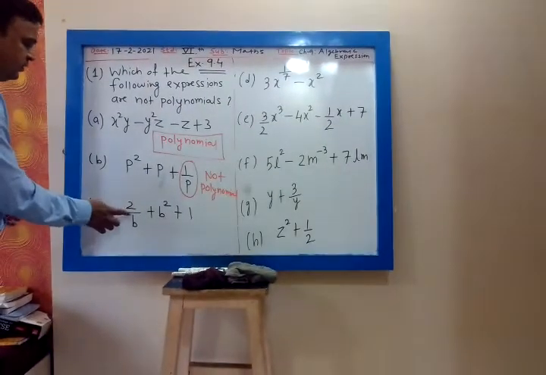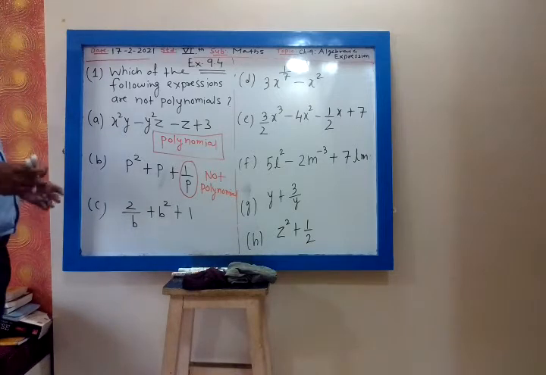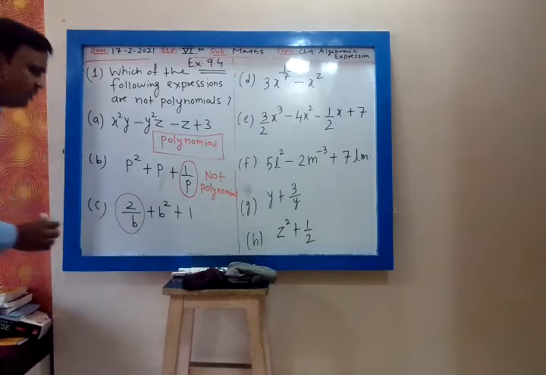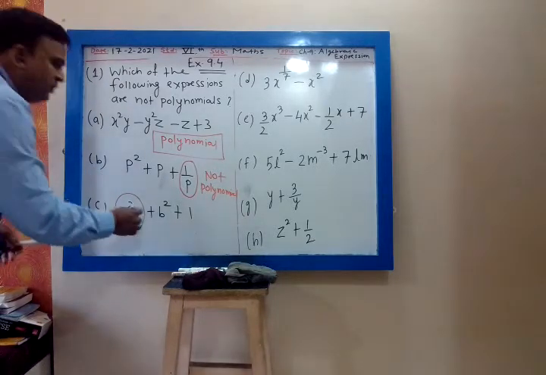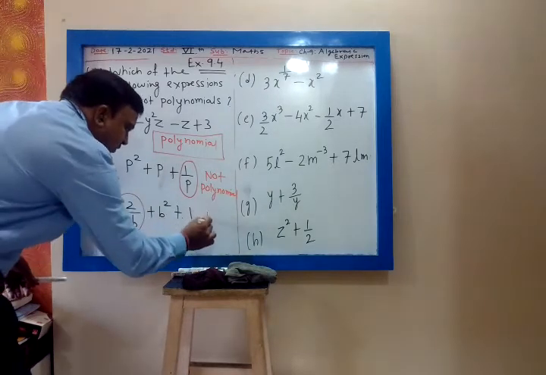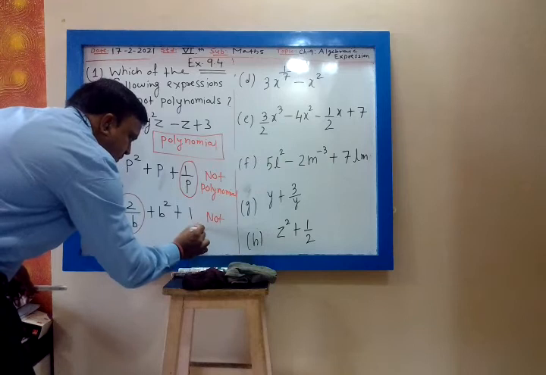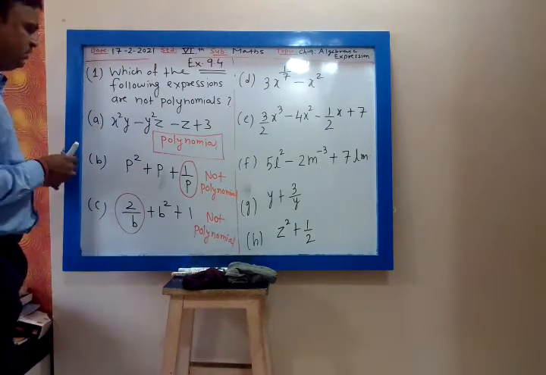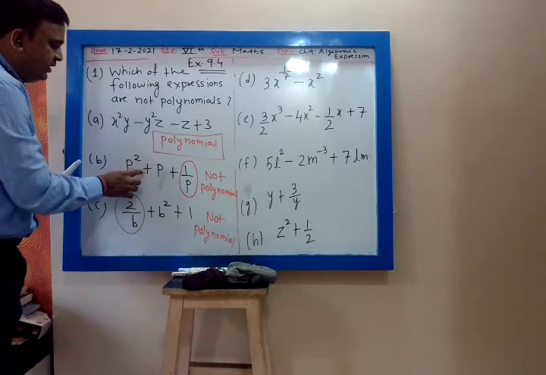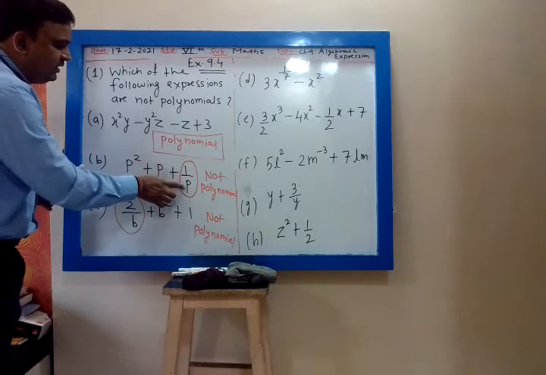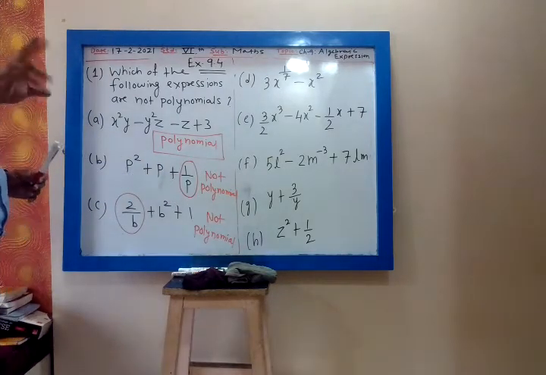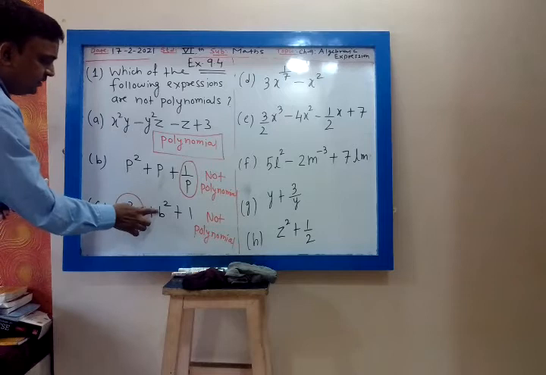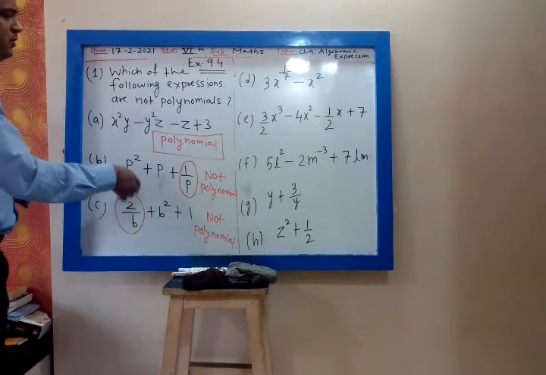What about c? B square plus... not a polynomial because b is in the denominator. You circle it so that you come to know for what reason it is not a polynomial. In the previous one, my variable is p. In two terms p is in the numerator, but in the third term, p is in the denominator. Whenever the variable is in the denominator, it is not a polynomial. In this, my variable is b, but b is in the denominator, so it is not a polynomial.